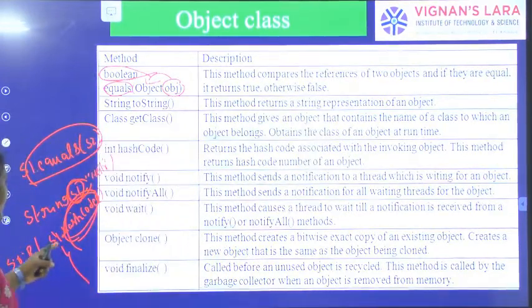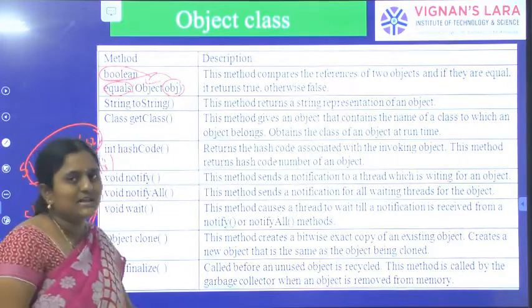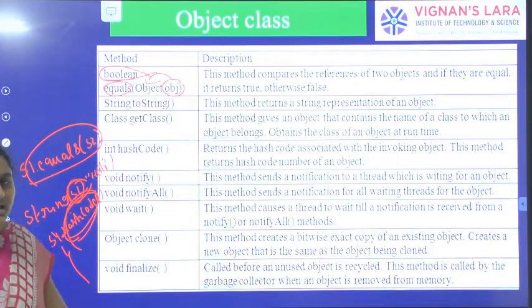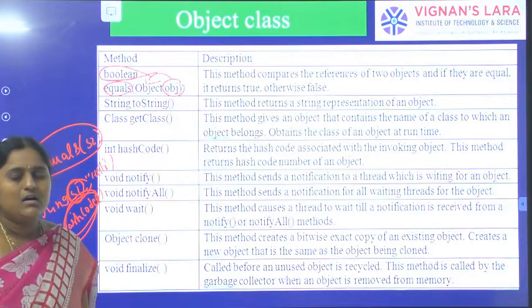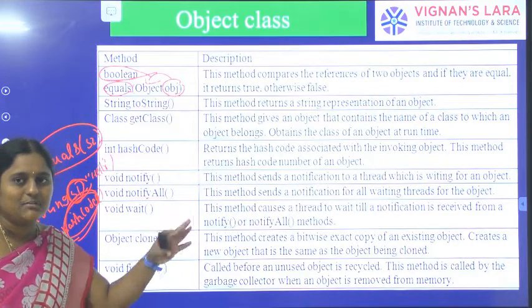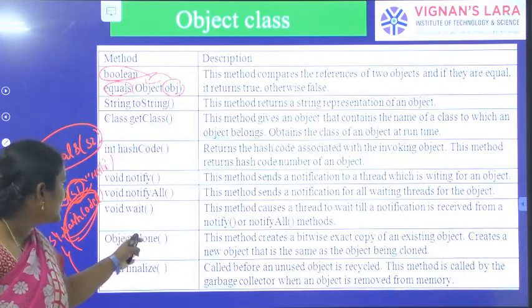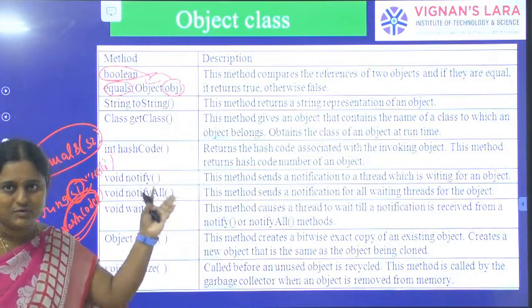Next one, the notify, notifyAll and wait methods. These three methods I will discuss in inter-thread communication. In thread communication, we can use the notify, notifyAll and wait methods, in the inter-thread communication of the threads concept. After that, you have cloning. Cloning also I will discuss in future concepts.